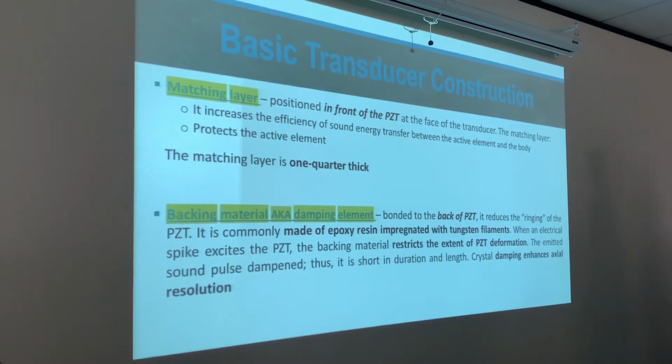It's commonly made of epoxy resin impregnated with tungsten filaments. When an electrical spike excites the PZT, the backing material restricts the extent of PZT deformation. So with a continuous wave transducer, the sound is constantly being vibrated and resonating at that same frequency.